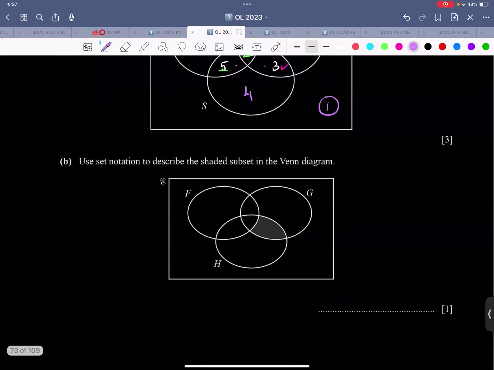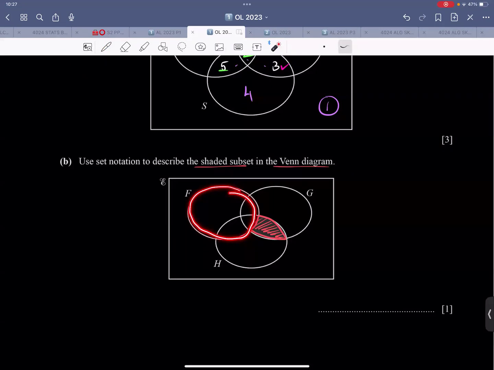Now, this is the shaded region. That's right over here. It's a little bit light because it's in black color. So this is the shaded region. Use set notation to describe the shaded subset in the Venn diagram. Now, it's outside of F. So definitely it's F complement. That's one thing.